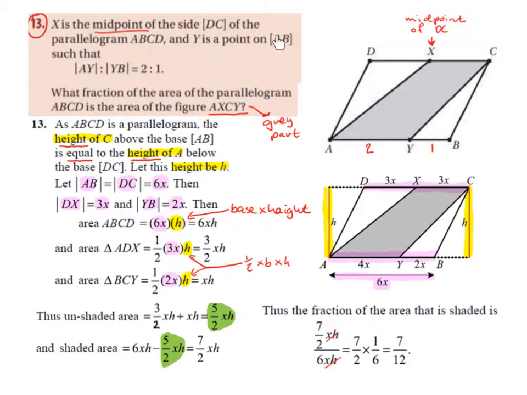And Y is a point on AB. So this is the line AB, and this is the point Y, such that AY to YB is equal to 2 to 1. So it's in the ratio of 2 to 1. So AY and YB is in the ratio of 2 to 1.